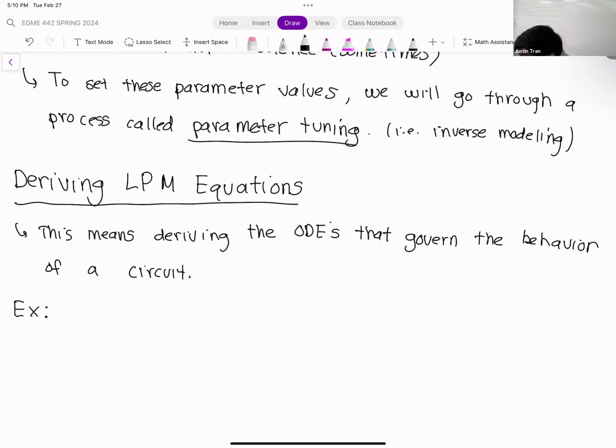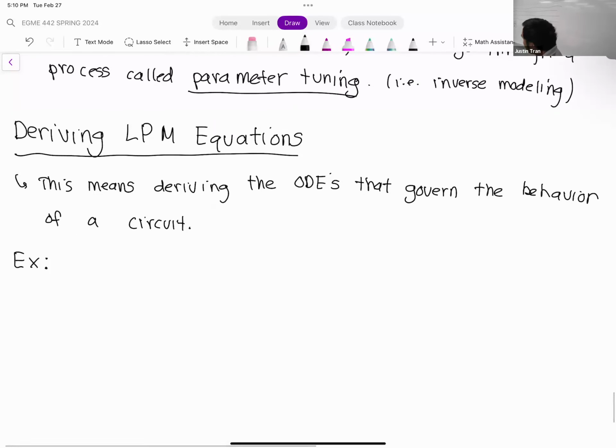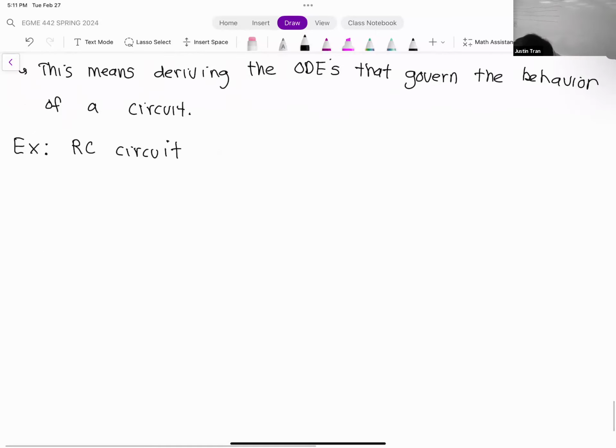So let's start an example. I know we're not going to be able to finish it today, but let's at least start it so we can hit the ground running on Thursday. Let's do a very simple circuit and talk about how we derive its equations. Let's start with a simple RC circuit, comprised of a resistance and a capacitance. We're going to put them in parallel, so they're going to look like this.